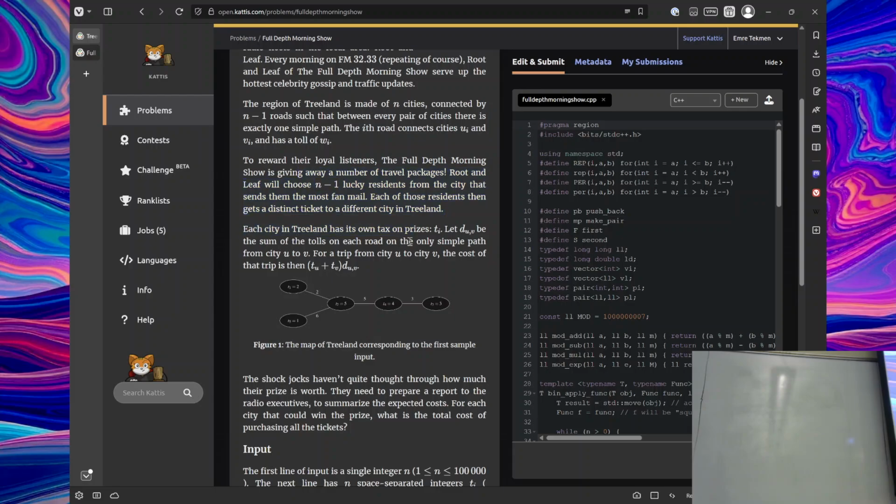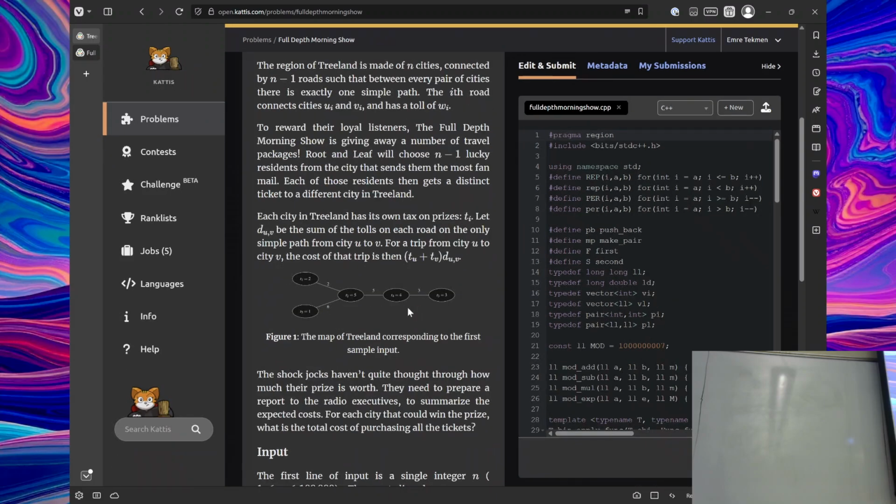Each city in Treeland has its own tax on prizes. t_i is the tax at the specific city, and d(u,v) is the sum of tolls on each road on the only path from city u to v. So literally it's the weighted distance. Let's say this is u, this is v, then it's just going to be 2 plus 5 plus 3, right?